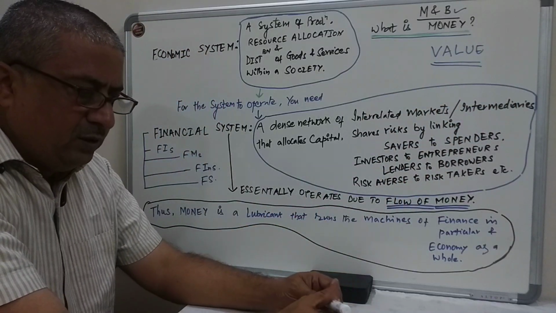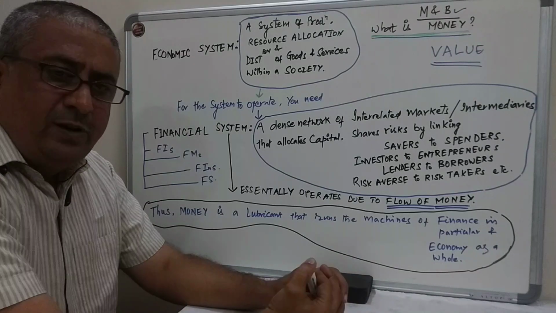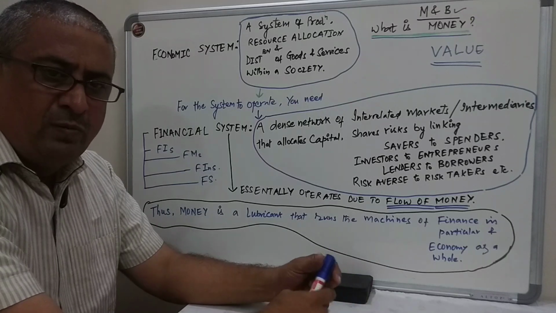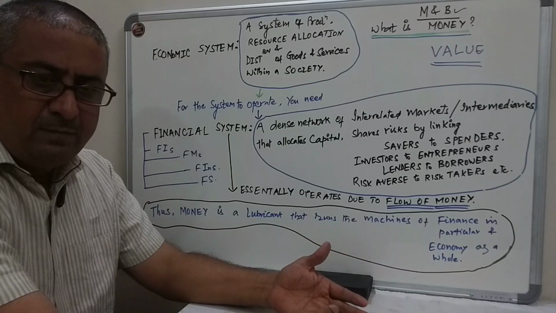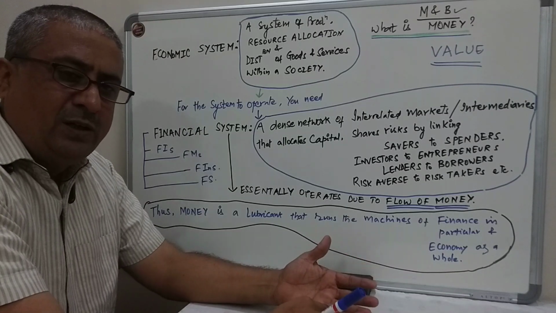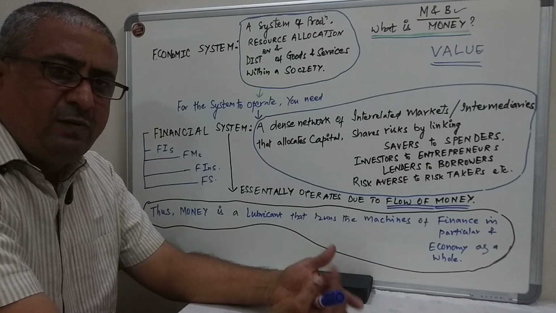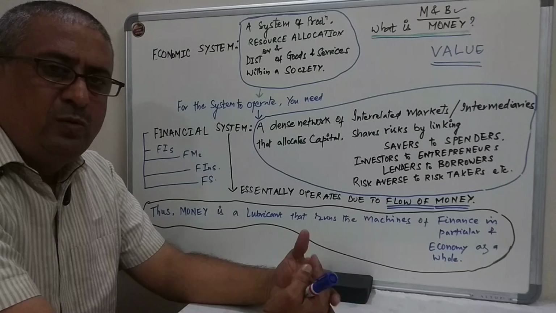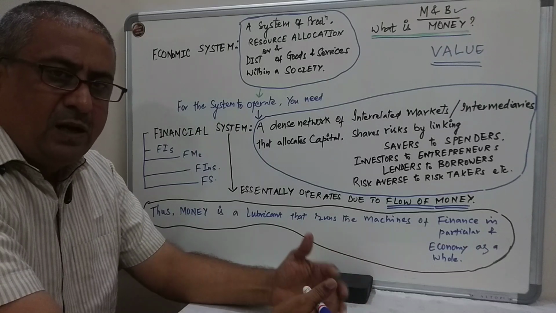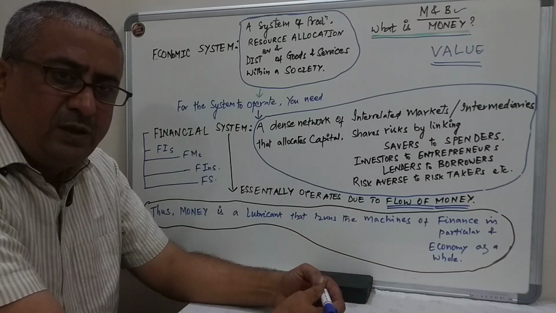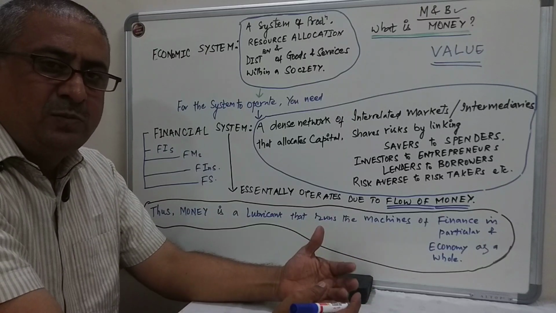Or, due to money, everything, whatever we produce, whatever we sell, whatever we consume, whatever services are provided, they are provided because of value. And that value is calculated by money. How do you measure value in terms of finance?